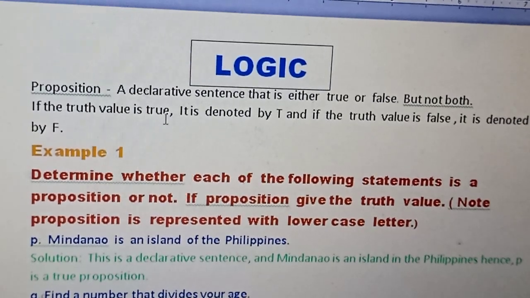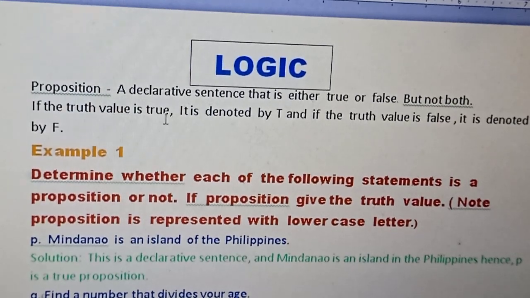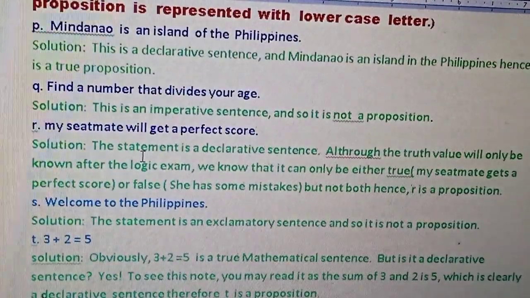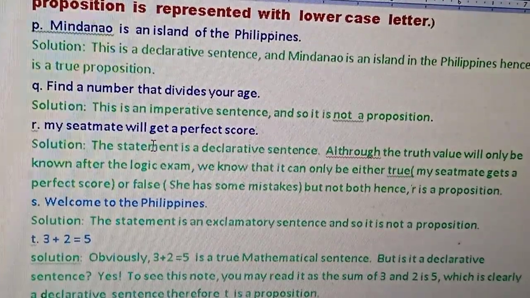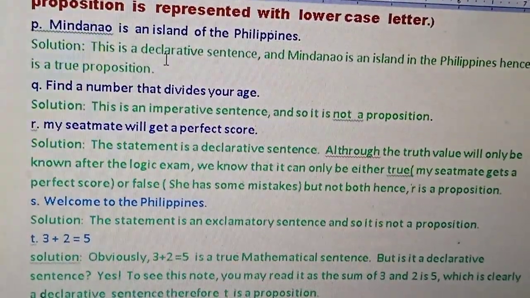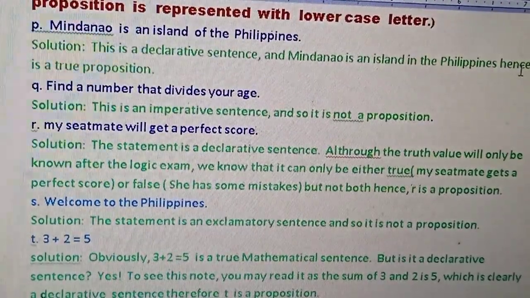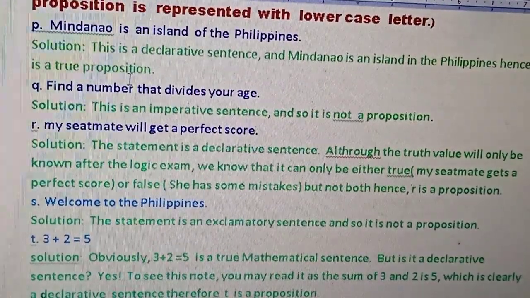Example 1. Determine whether each of the following statements is a proposition or not. If it is a proposition, give the truth value. Note, a proposition is represented with a lowercase letter. So let's start. Proposition P: Mindanao is an island of the Philippines. Solution. This is a declarative sentence, and Mindanao is an island in the Philippines. Hence, P is a true proposition.